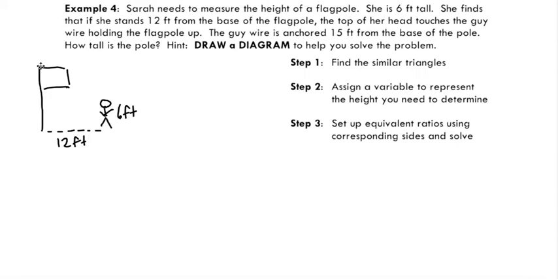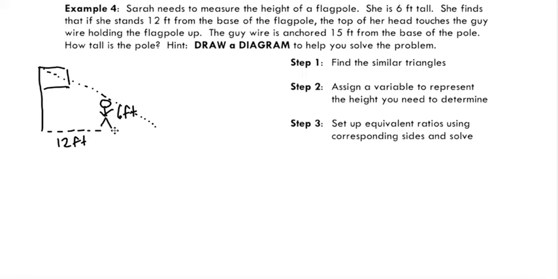So remember, a guy wire is just a wire that we use to keep a thing straight. You'll see it sometimes with hydro poles. It's just a tool to help keep an object straight. So there's my guy wire. So when she stands 12 feet, she touches the top of that guy wire. And the guy wire is anchored 15 feet from the base of the pole.